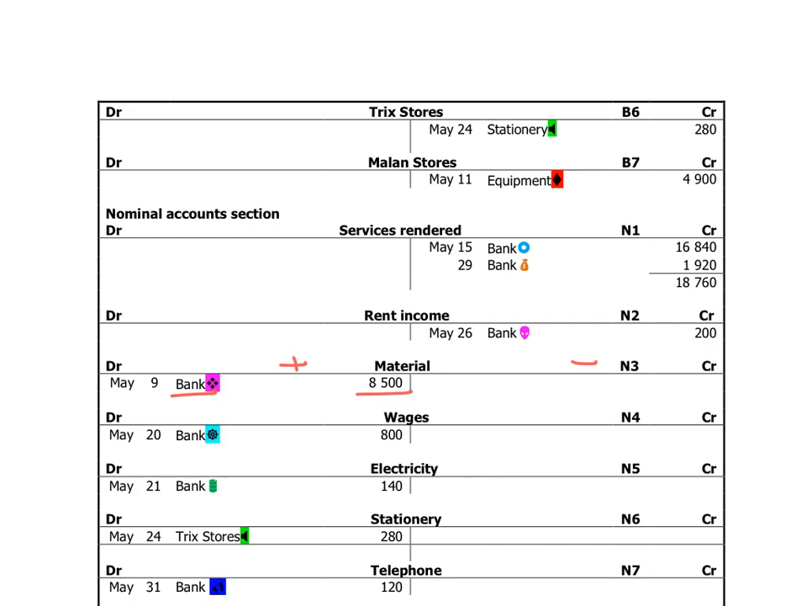Milan Traders is a creditor, therefore a liability. Liabilities increase on the credit side and decrease on the debit side. We owe more money to Milan Traders, so the liability must increase on the credit side, and equipment was debited.